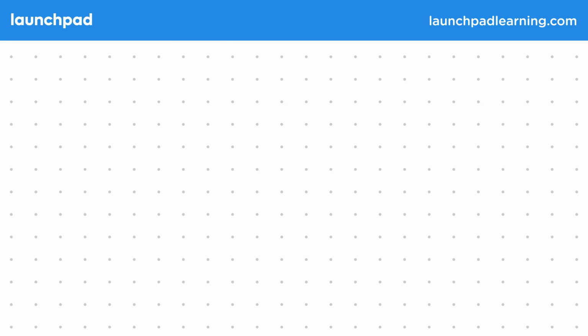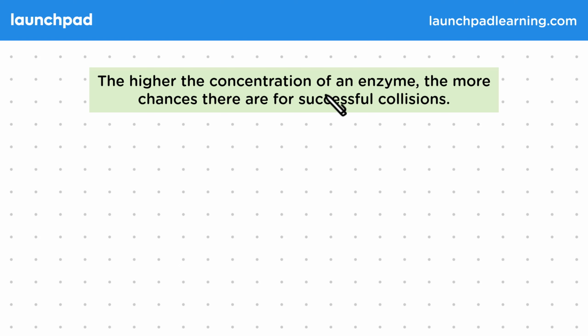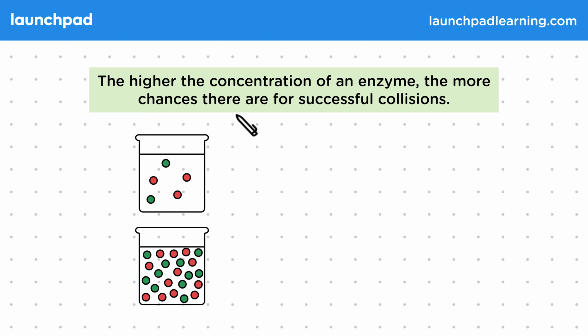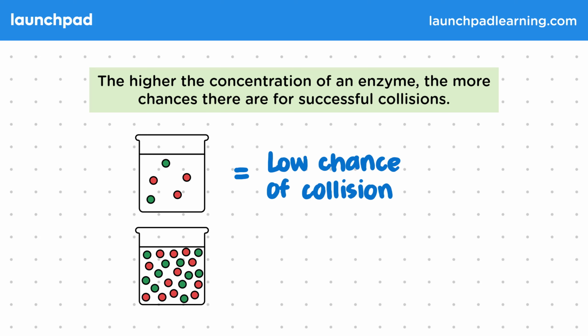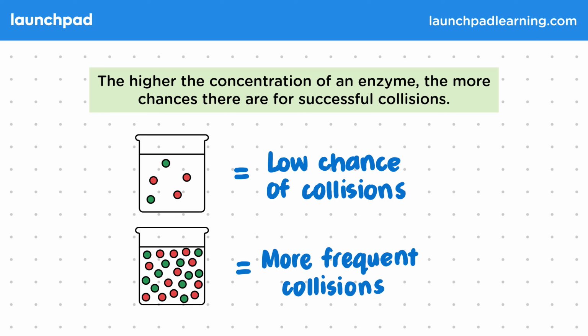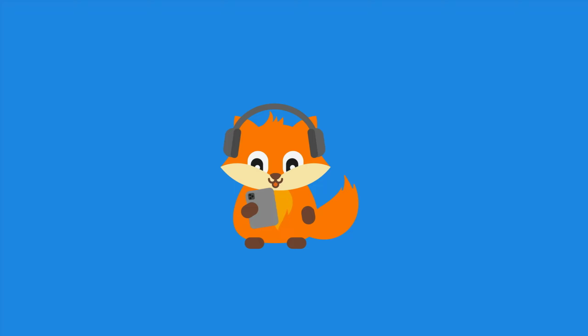Now we've explored the effect of temperature, what would happen if you increased the concentration of the enzymes that you have? The higher the concentration of an enzyme, the more chances there are for successful collisions. If there are few enzymes, like in this top beaker, there's a low chance of collisions. However, if the enzyme concentration is high, like it is in this beaker, there will be more frequent collisions, and therefore more successful collisions.